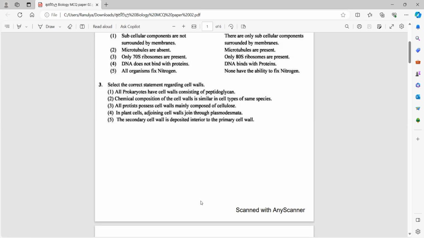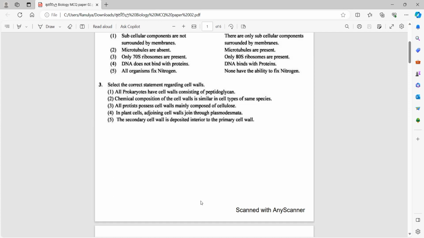No. If we take plant cell walls, the chemical composition varies from species to species. Next, all protists possess cell walls mainly composed of cellulose. All protists possess cell walls, that is incorrect. If we take amoeba and euglena, they lack a cell wall even though they are categorized under protists.